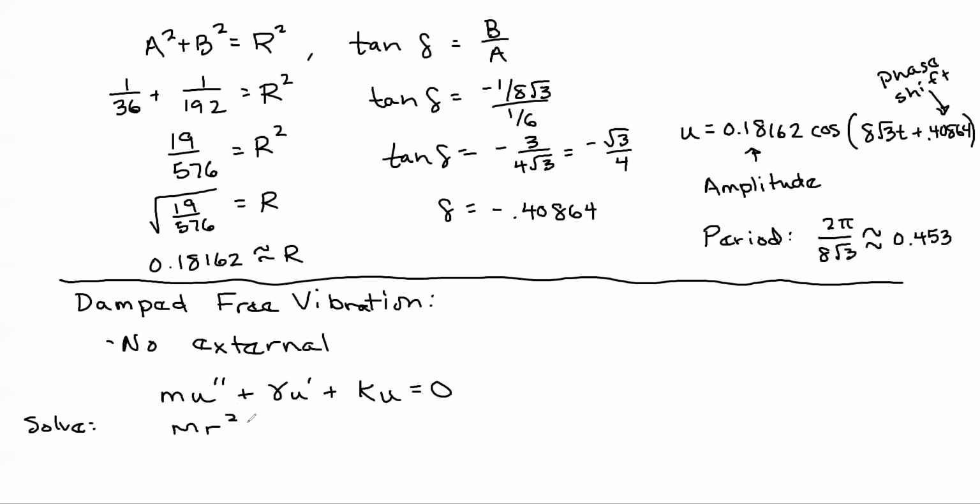So we form the characteristic equation. And then since these could be anything at this point, we can just go through and solve this generically using the quadratic formula. We get negative gamma plus or minus the square root of gamma squared minus 4mk all over 2m. Okay, so here's the problem. This R value has multiple possibilities.